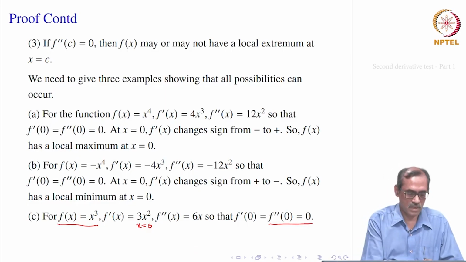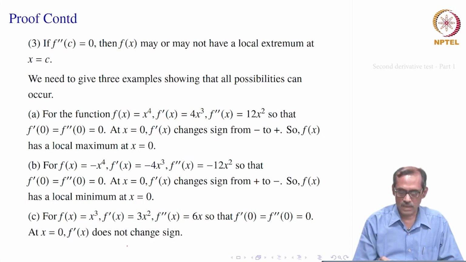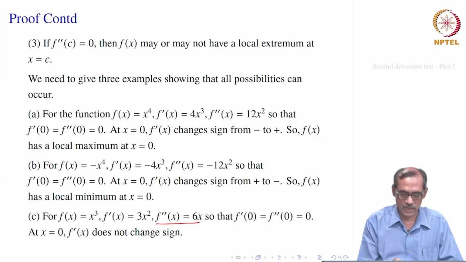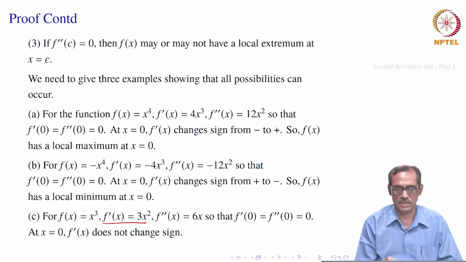But what happens to the function at x equal to 0? We will see that f prime x is 3x square here. So, when x is negative, 3x square is positive. When x is positive, 3x square is also positive. So, f prime x does not change sign at the critical point x equal to 0. Therefore, there is no local maximum or local minimum of the function at x equal to 0. So, you see all three kinds of things can happen if f double prime of c equal to 0, at the critical point.